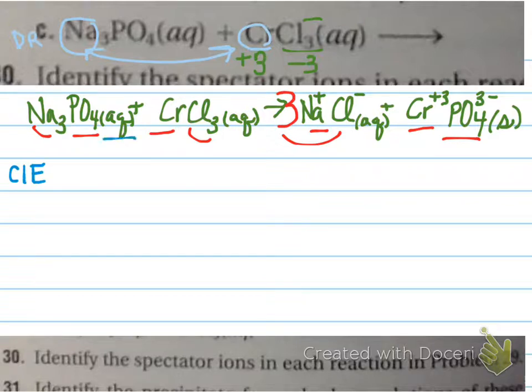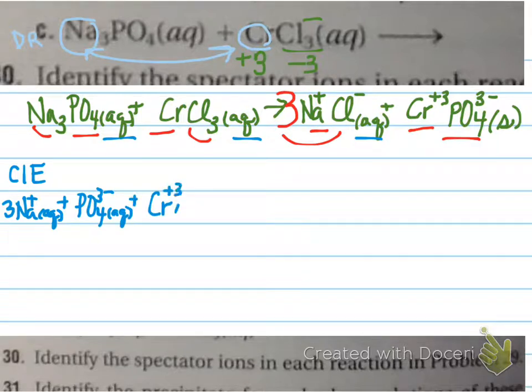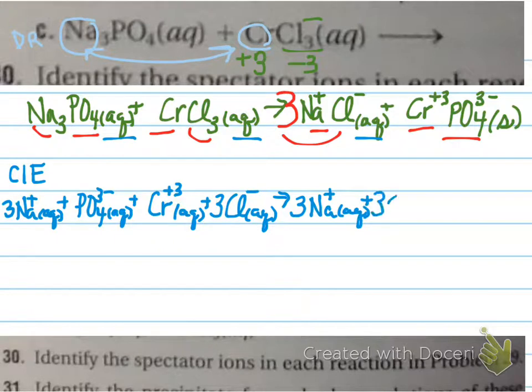Again, everything in my aqueous state of matter is going to get broken up. So I have 3 sodium ions. I have a phosphate ion. I have my chromium +3 ion. I have 3 chloride ions. I have 3 sodium ions. I have 3 chloride ions. And then I have my chromium phosphate solid.